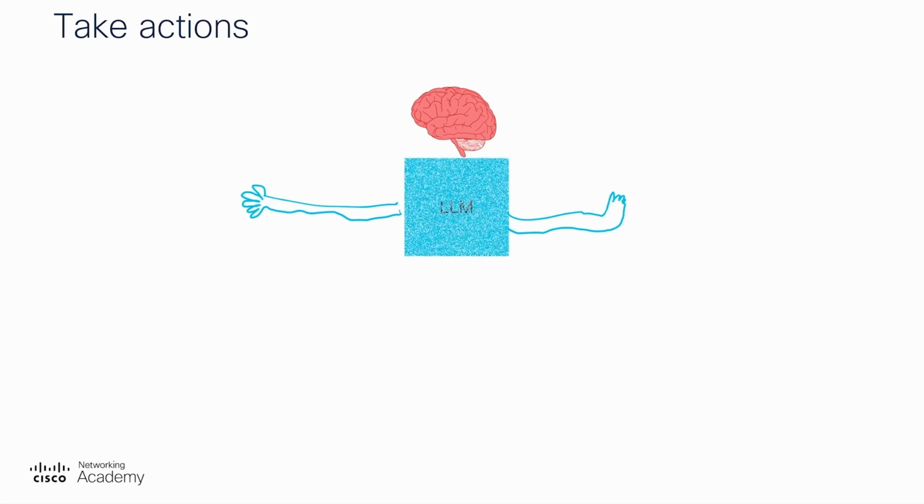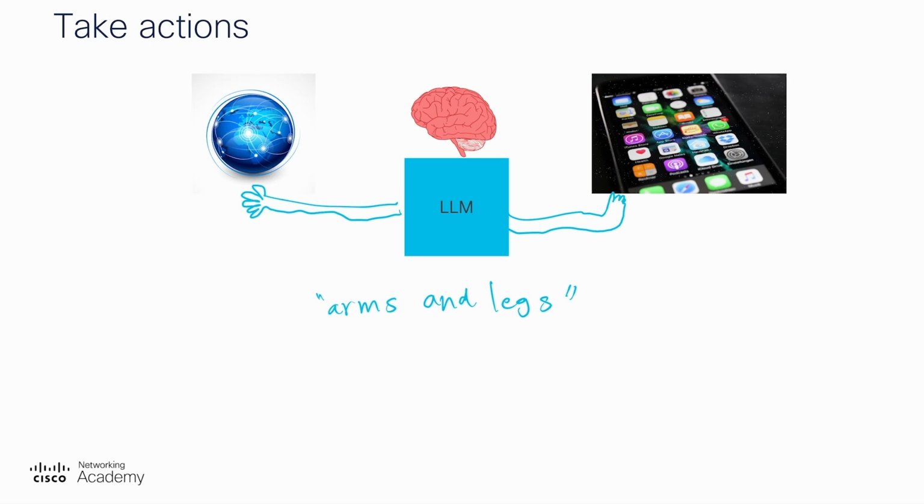So if you think about a large language model as a brain, you can give it arms and legs so that it can interact with the rest of the software world, such as access the internet or apps on your computer or phone. The software functions that a large language model has the ability to run are called tools.